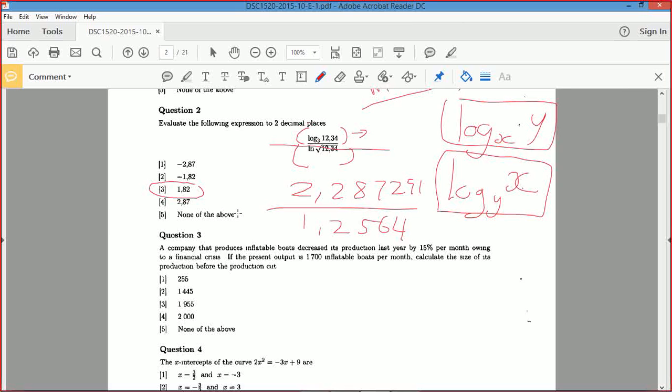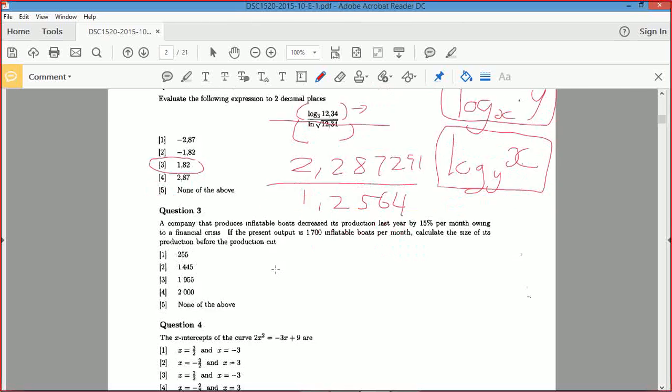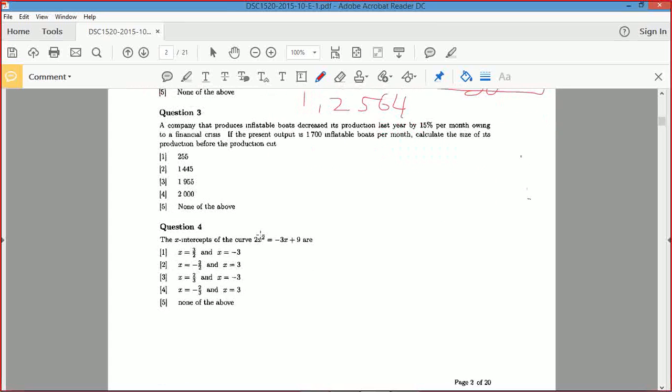Okay. Is 3 easy or difficult? Should be easy, because it's a word sum. So a company that produces inflatable boats decreased its population last year by 15%. Okay, so last year and this year.